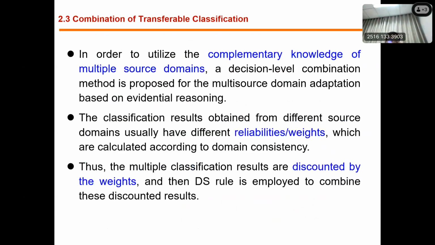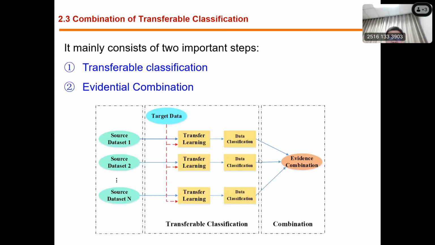So in order to utilize the complementary knowledge from each source domain, we propose a new combination method based on belief functions for multi-source domain adaptation or transfer learning. Okay, we can see our method. For each target data, this is a target domain, this is a source domain. We will not combine the source domains together. We just make each source domain and the target domain use transfer learning to transfer to a common feature space. Then we do the pattern classification or data classification.